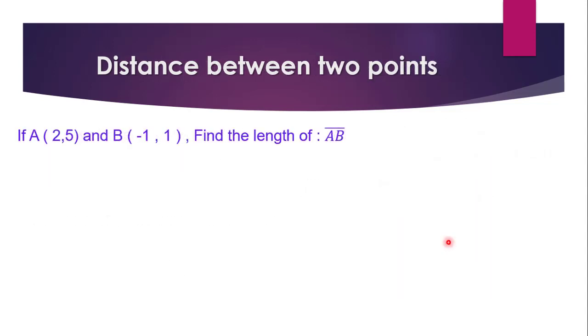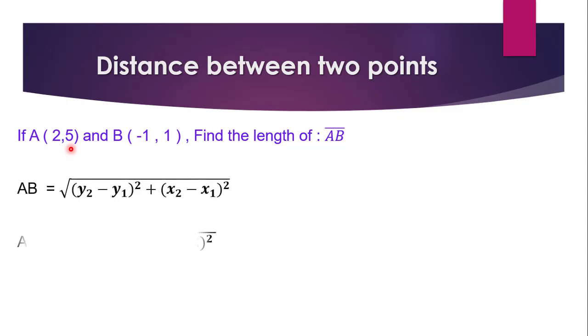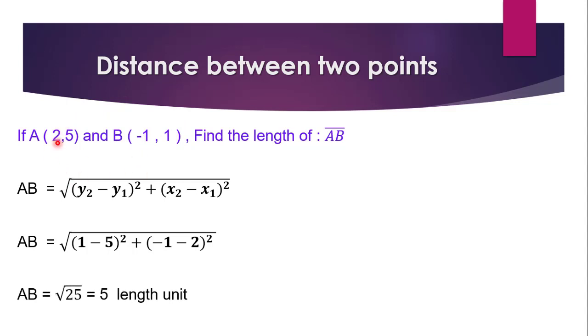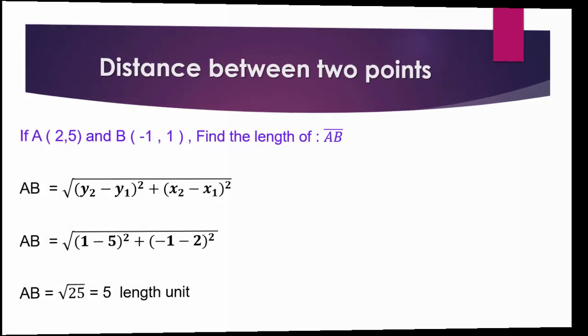Let's take some exercises. The first one here, I want to calculate the distance between the 2 points A and B. So I will take the square root of y2 minus y1 all power 2 plus x2 minus x1 all power 2. Let's begin. So we have 1 minus 5 all power 2 plus negative 1 minus 2 all power 2. We'll calculate it. It will be 5 length units.